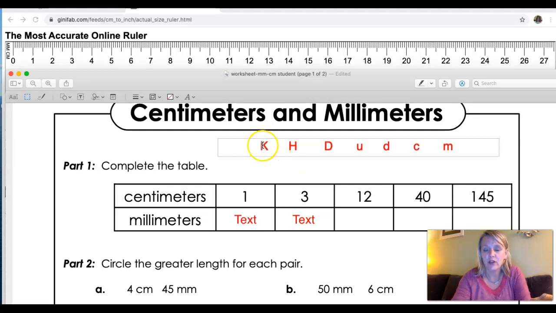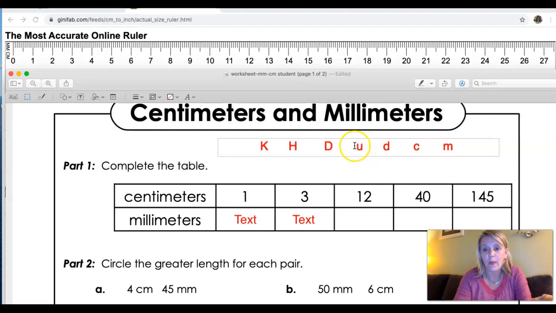And so for metrics, we have King Henry doesn't usually drink chocolate milk. Silly King Henry, right? The U here stands for the unit that you are using in metrics. We are studying length right now. The standard unit for measuring length in metrics is the meter. Okay, so U stands for meter in this case.